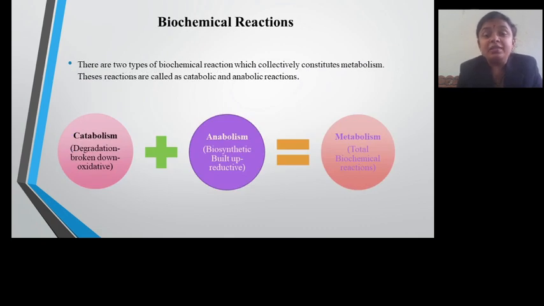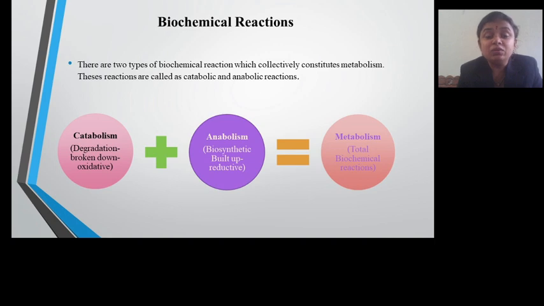So metabolism is categorized as catabolism and anabolism depending on its energy state. Or we can say that there are two types of biochemical reactions which collectively constitute metabolism. These reactions are called catabolic and anabolic reactions. The catabolic reactions are included in catabolism.